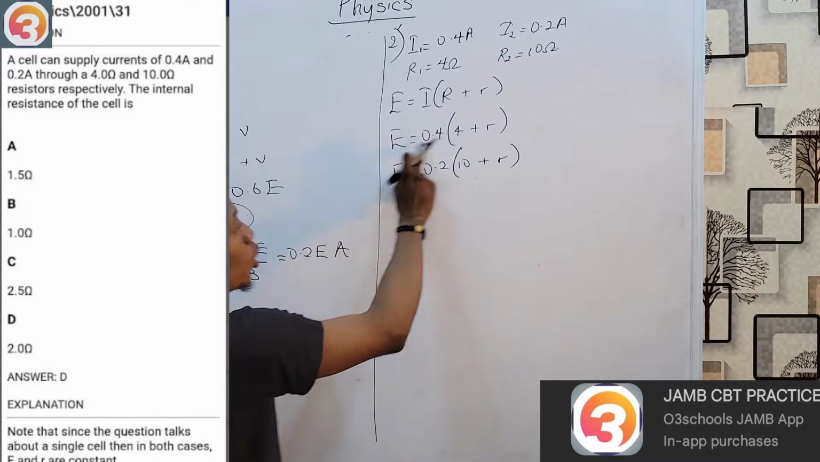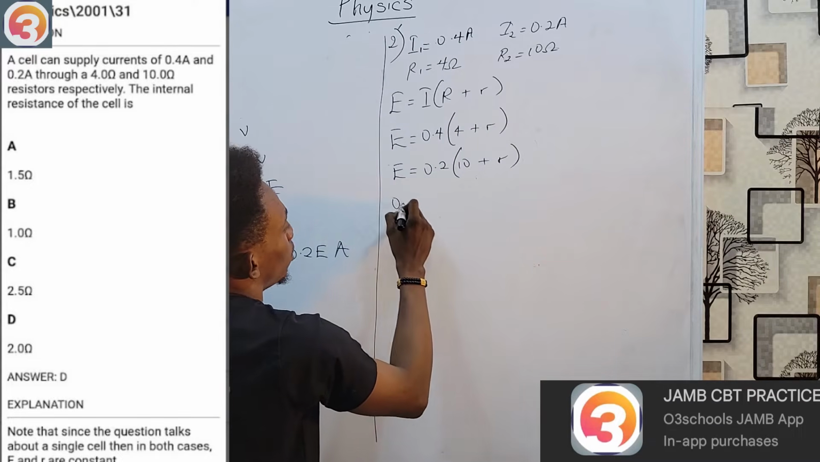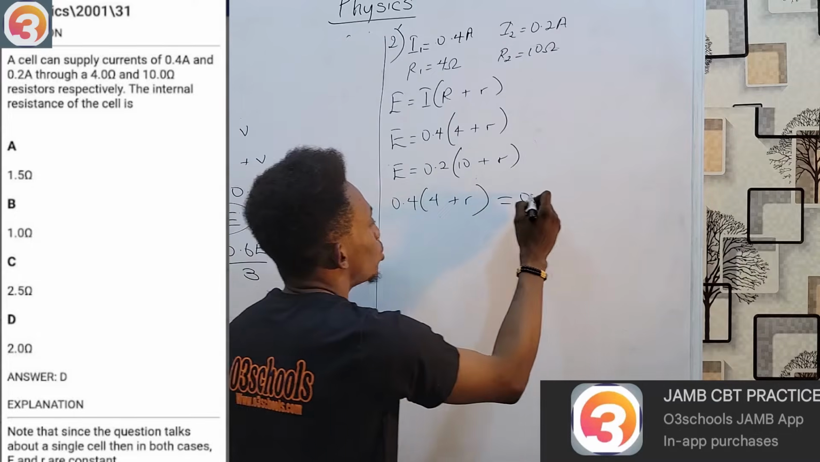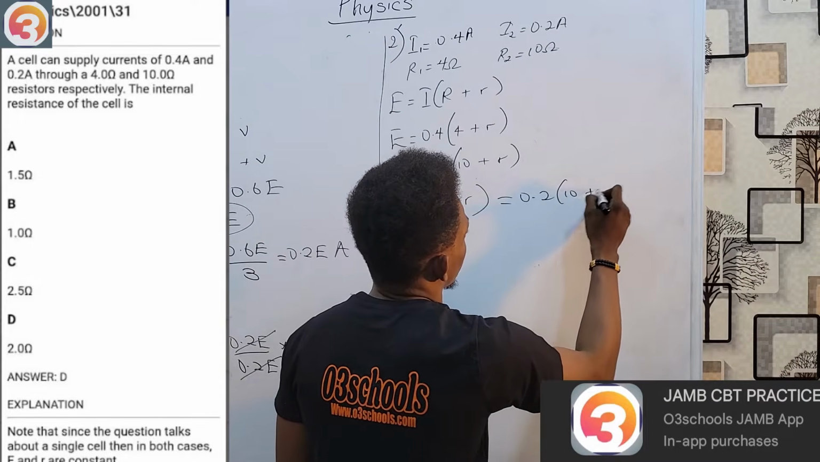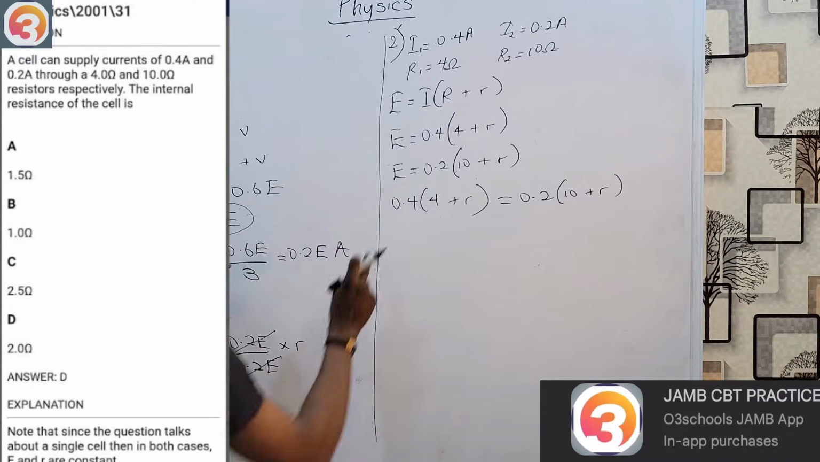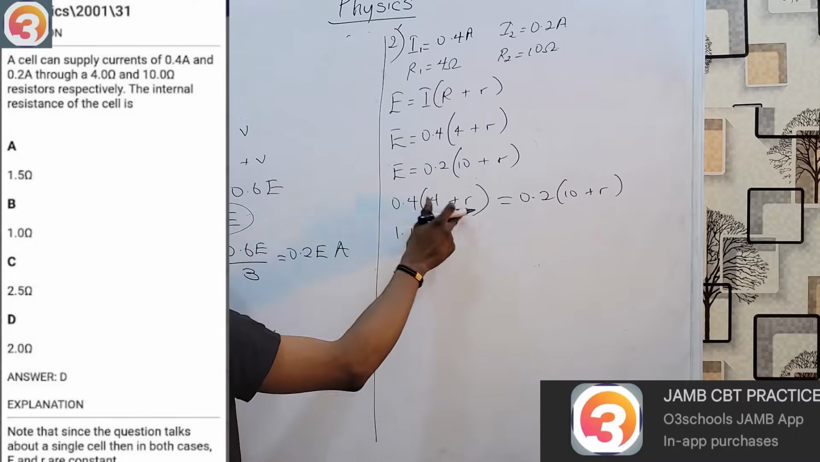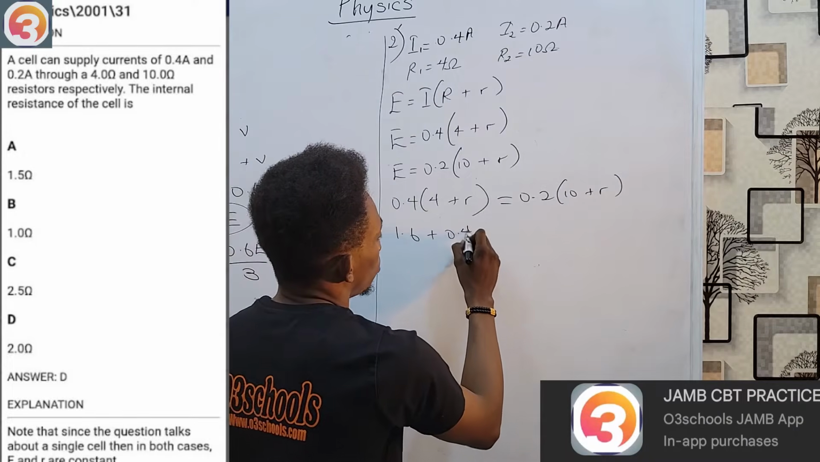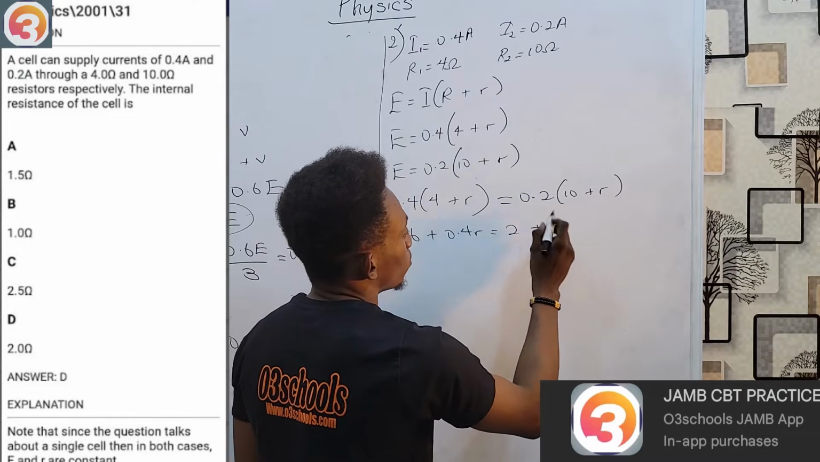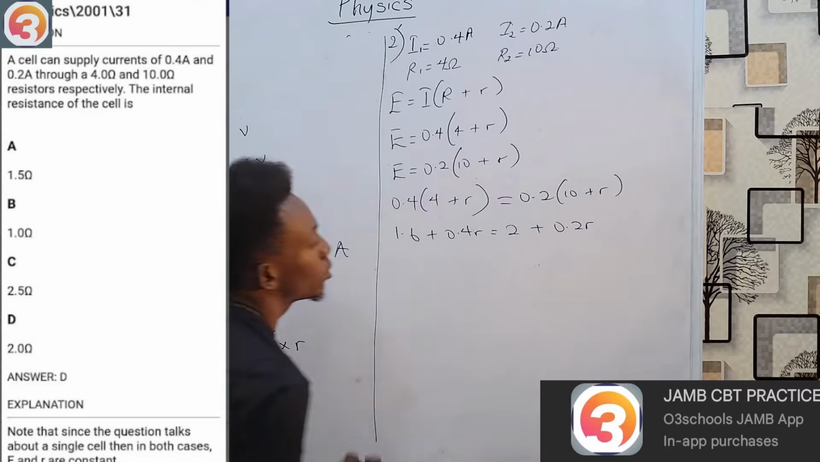Now, if capital E equals this and capital E also equals this, then this must be equal to this because they are both E. So, how do I analyze? 0.4 times 4 gives you 1.6. 0.4 times R gives you 0.4 R. 0.2 times 10 gives you 2. 0.2 times R gives you 0.2 R.